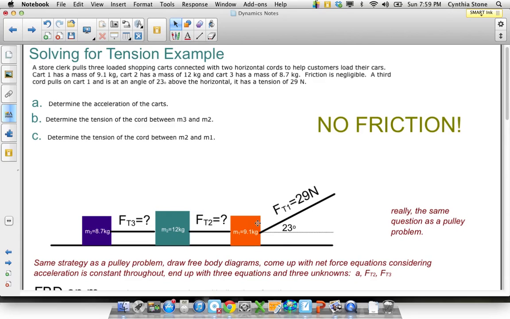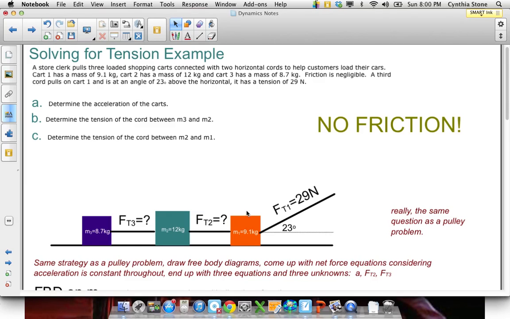But this time, notice, by the way, the tensions aren't the same. And the reason is, this cord has to pull all 3 masses. Well, this one only has to pull 2, and this one only has to pull 1. So the tension's not the same in those ropes. There's much more tension here than there would be in this very last one.